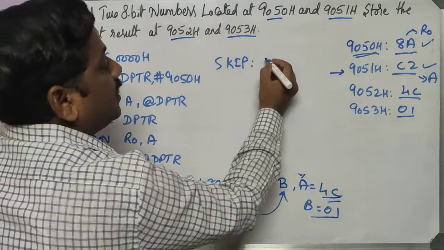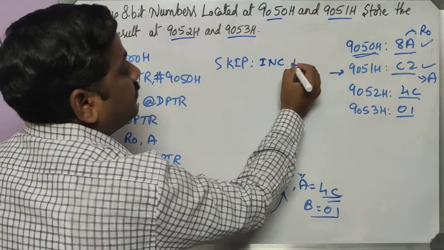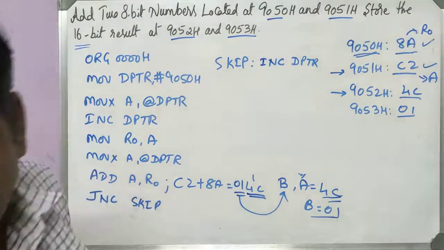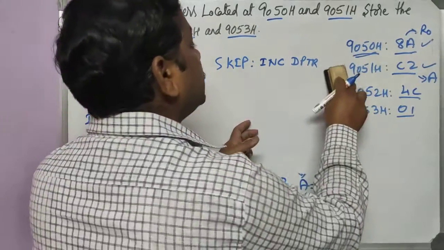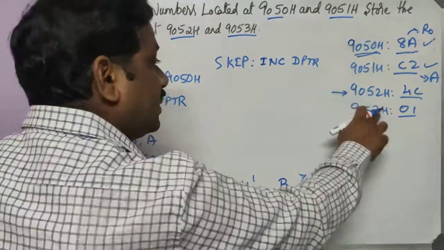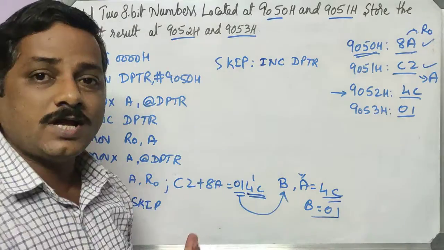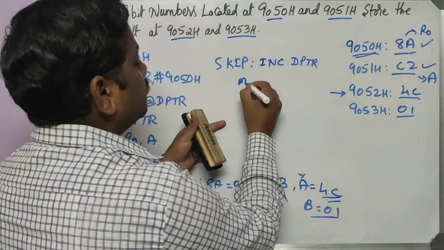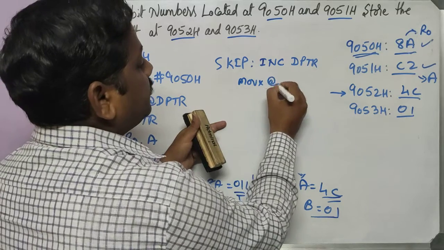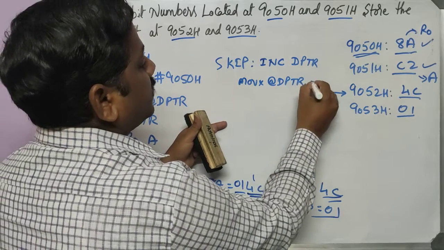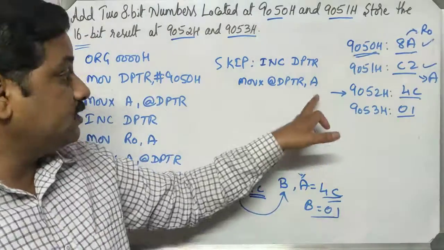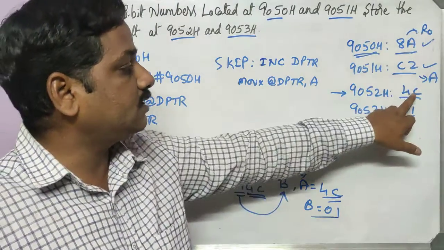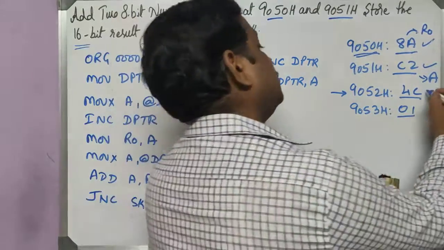So you will come here and what we do here, first I will increment DPTR. So the DPTR will be pointing towards 9052 now. And there I should put that 4C. Where do we have 4C? That is in the accumulator. So move it to DPTR. We can write MOVX @DPTR comma A. So the content of A is given to @DPTR. The @DPTR is important. So 4C will be given here. We get 4C here. So this is done.